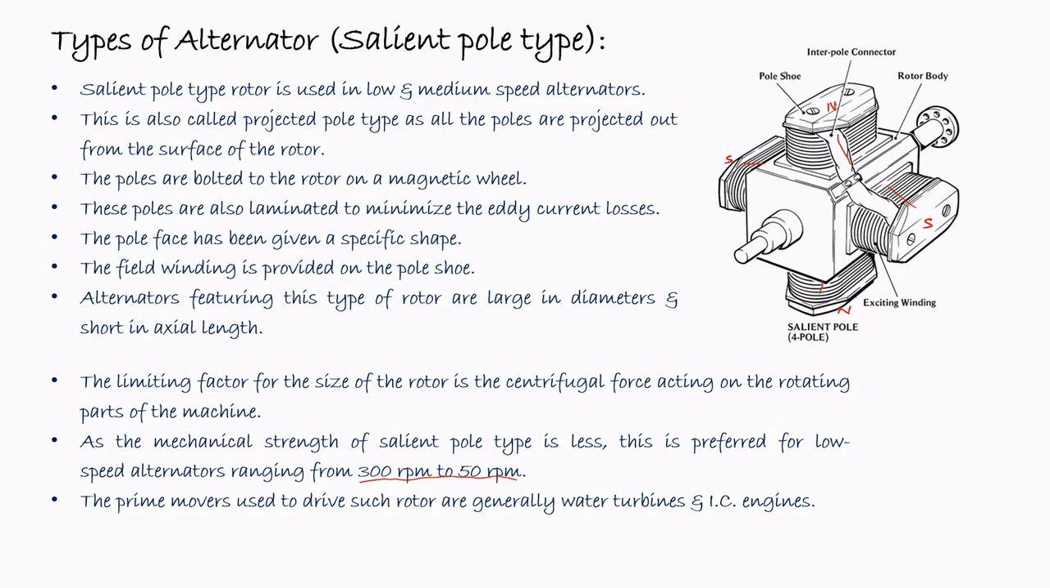So generally, for water turbine and for IC engines, the speed of the turbine is reduced. Therefore, for salient type alternator or salient type synchronous generator, where the prime mover is the water turbine or the IC engine, this type of machines can be used.